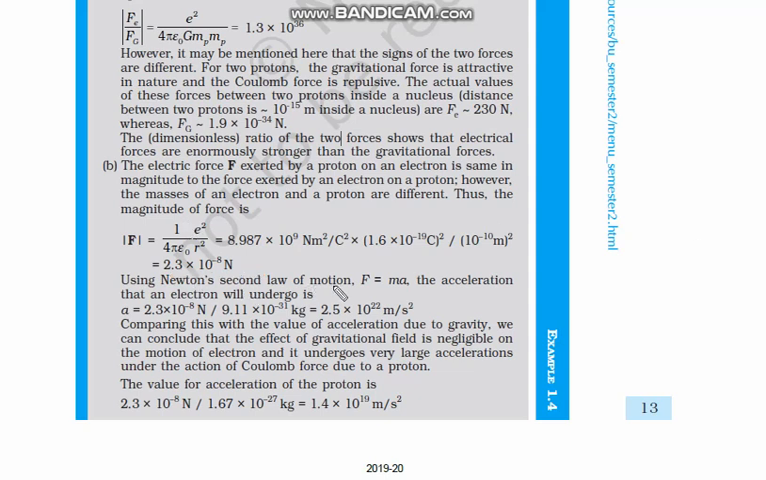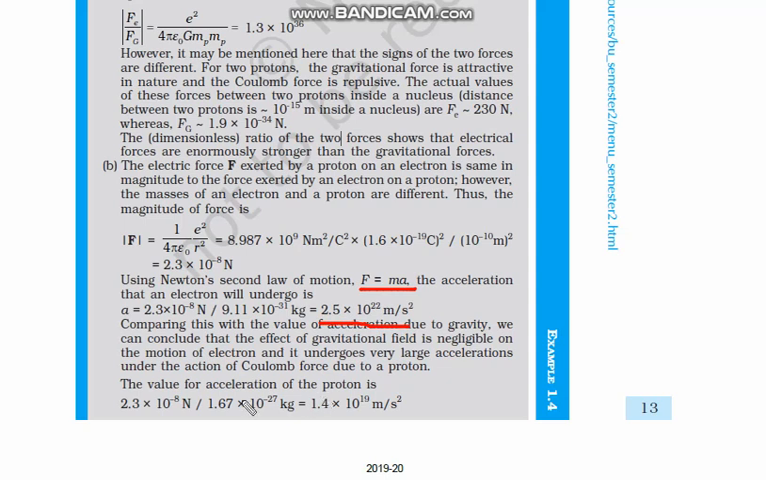Using Newton's second law, F is equal to ma, you know how you can calculate acceleration out of this force. The acceleration that an electron will undergo, you just take acceleration a is equal to this force upon mass, and this comes out to 2.5 into 10 to power 22 meter per second square. So now you can understand how high this force is when you put the mass of the electron.